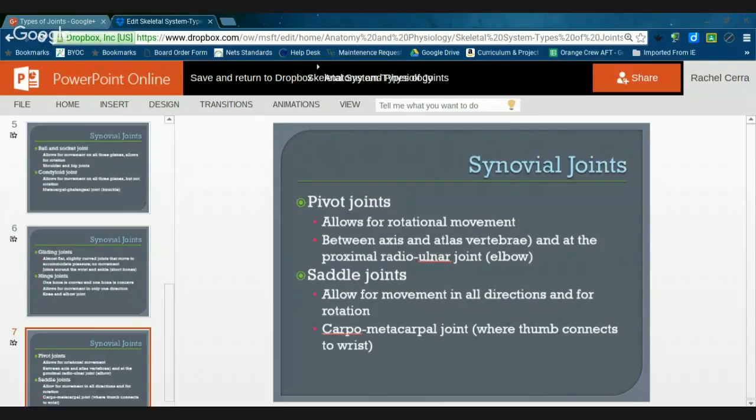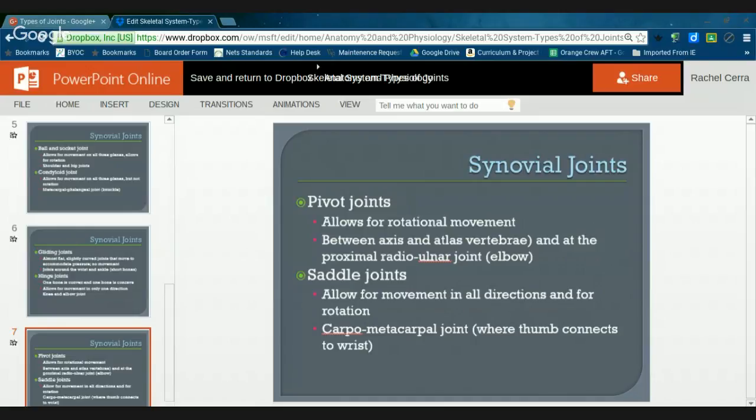Your last two joints, your pivot joints and your saddle joints. Your pivot joints are going to allow for rotation and rotational movement. So these are going to be located between your atlas and your axis. Those are your first two vertebrae, if you remember, the two topmost ones, and that allows you to shake your head no. So that's a pivot joint. You can also roll your neck some, when you're trying to relax or something, or pop your neck or something. That all is due to your pivot joint there.